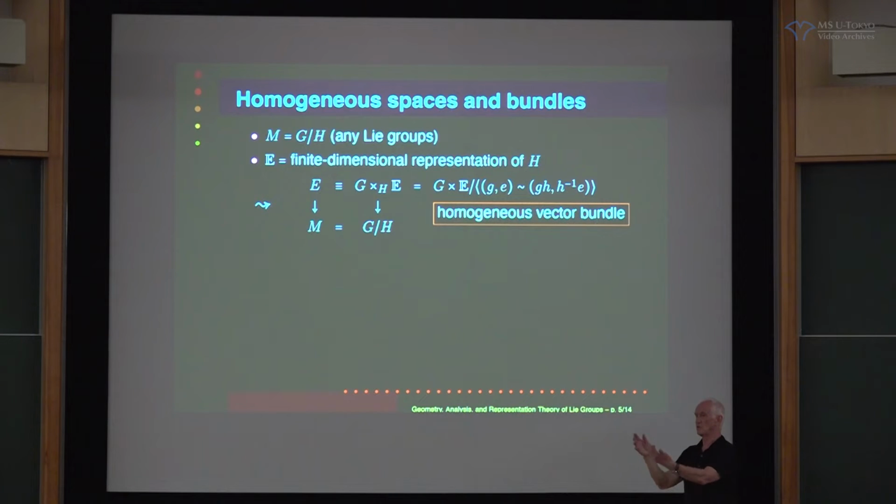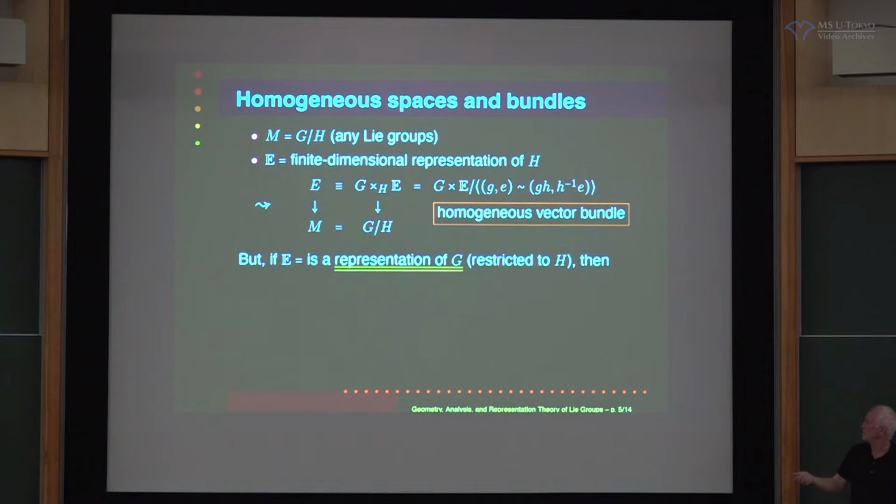And conversely, if you have such a thing where G is acting on E in a way which is compatible with the way that G is acting on M, you can simply look at the fiber over the base point of M and pick up back this finite dimensional representation, E. Right, so all that is clear and well known.